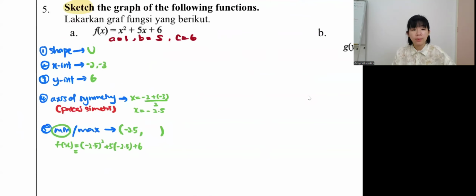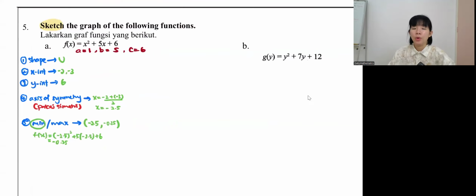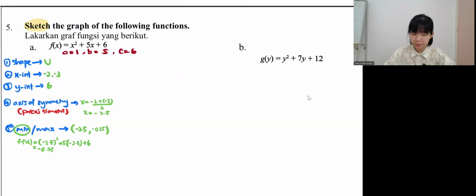So what do you get for y? -2.5 squared plus 5 times -2.5 plus 6. How much do you get? Do you get negative? Negative, decimal also, negative 0.25. Negative 0.25. Okay, so now you can start sketching.